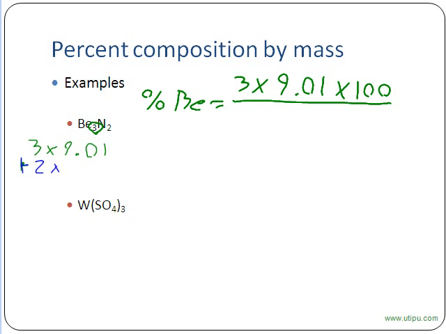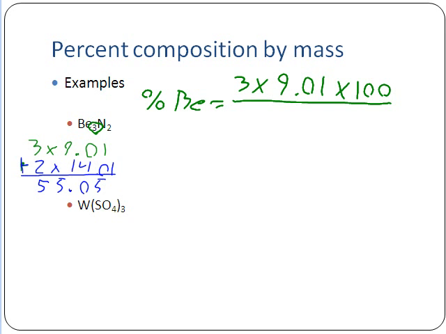But plus, we have 2 nitrogens. So 2 nitrogens times the mass of nitrogen. You look on your periodic table, it's 14.01. So 14.01. If we add these two up, then you say, once again, get out the calculator here, 3 times 9.01 plus 2 times 14.01, and when you do that, you get 55.05. And so 55.05 is going to be our molecular mass of Be3N2, of beryllium nitride.